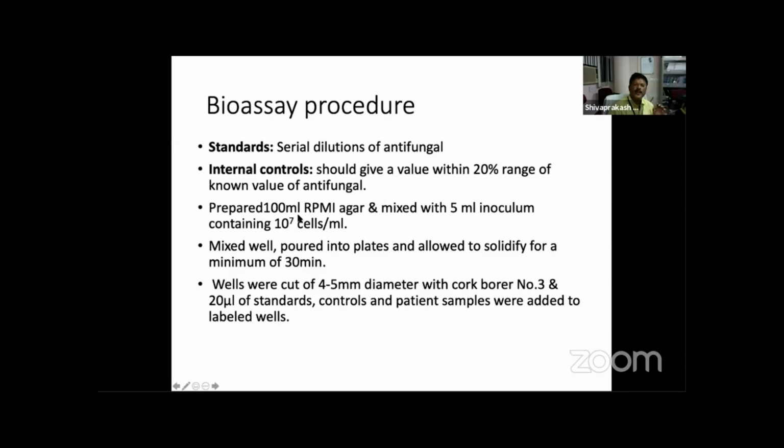Then take 100 microliter of RPMI agar and mix it with 5 ml of inoculum containing 10 to the power of 7 cells. This varies depending upon the strains you are using, or if you are standardizing your own. Inoculum standardization is again a very important one. That's why we follow standard methods. For Candida krusei, we already know that this many cells will give this much zone against voriconazole. So if your results give this, you can use it.